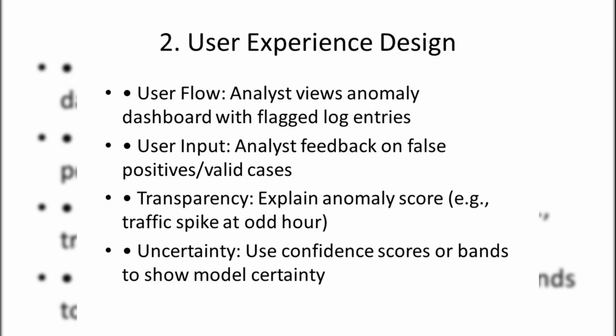To maintain trust, the system provides transparency. Each anomaly score is accompanied by an explanation, such as, "spike in message count from an unknown sender at 3 a.m." Uncertainty is also communicated via confidence bands or labels like high, medium, or low confidence, so users are aware of how reliable the prediction is.